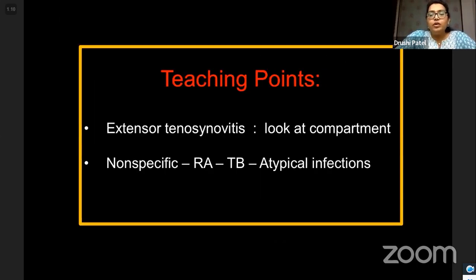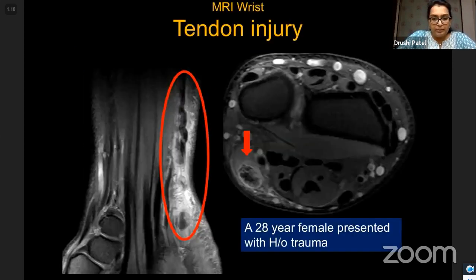So teaching points for extensor tenosynovitis. Look at the compartment, whether it's 1 or whether it's 2, 3. What site is it? Is it at the anatomical snuffbox, or is it at the level of the joint, or is it at the distal forearm? When differentiating, when the tenosynovitis is associated with other synovitis, osseous erosions, think in the lines of infection, inflammatory, associated such circle and dot signs. You think of atypical infections, and in these cases, synovial biopsy is required to confirm the diagnosis.